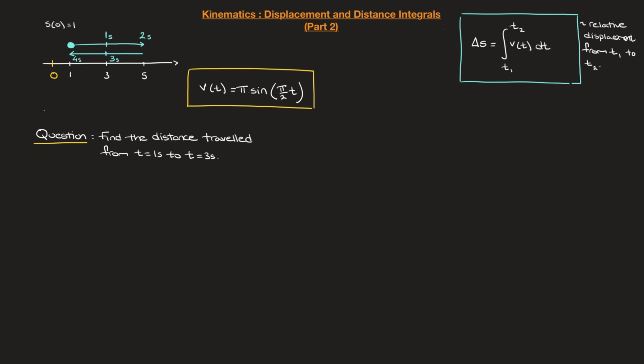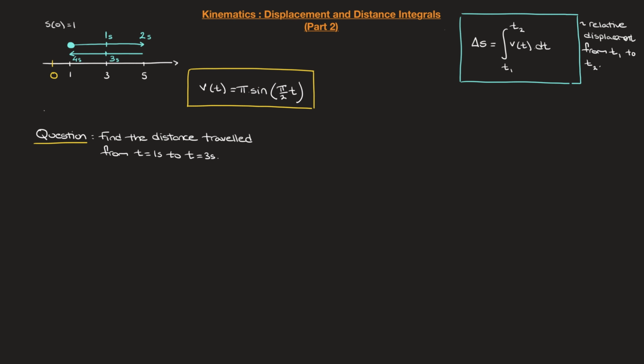And so now, to understand how distance integrals work, here comes the question. We need to find the distance traveled from t equals 1 second to t equals 3 seconds. In other words, the distance this particle traveled between 1 second and 3 seconds.